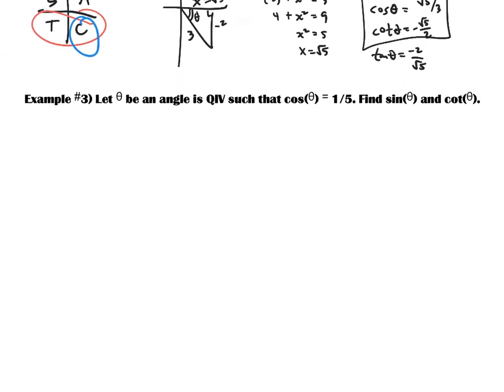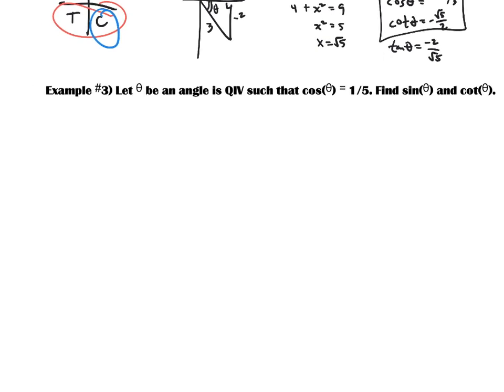All right, a different way of looking at a very similar problem. Not as much of a thinker because it tells you Q4, right? Quadrant 4. Let theta be an angle in quadrant 4 such that the cosine is 1/5. Okay, so we stayed in quadrant 4, kind of sad. We didn't do a whole lot of getting outside the box, but the cosine is 1/5, right? Adjacent and hypotenuse. Okay, find the sine and the cotangent of theta.